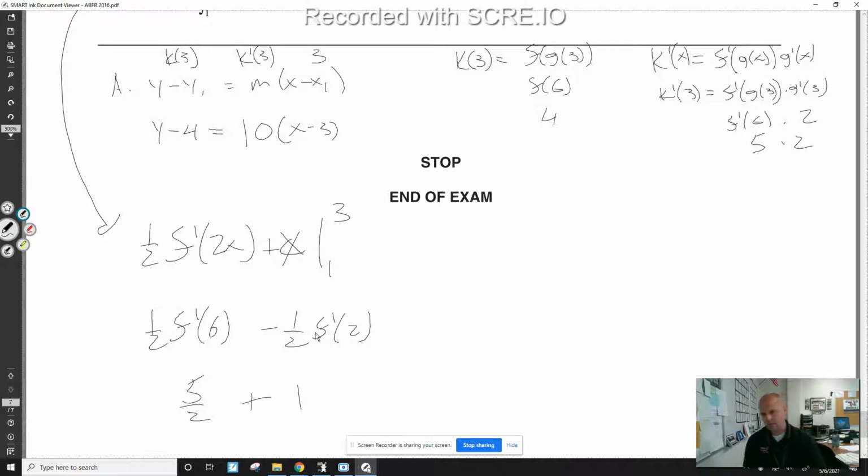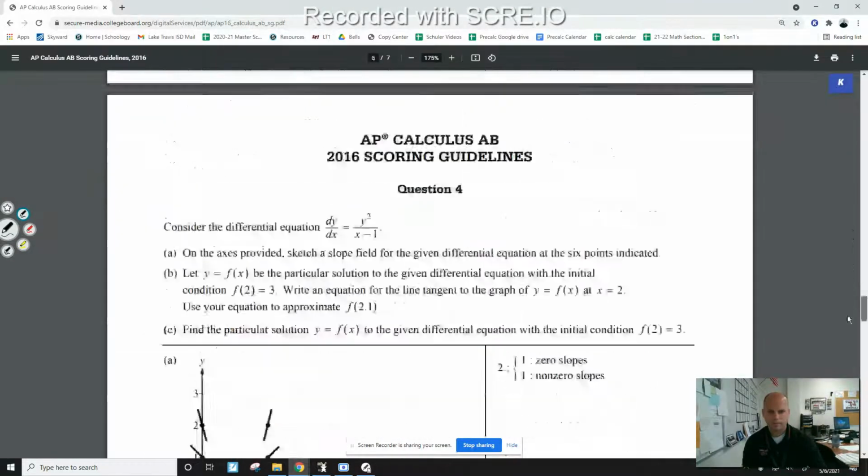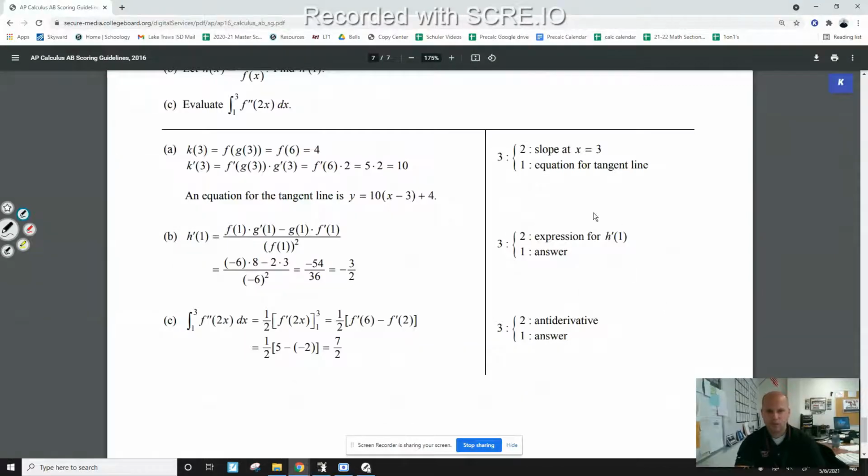Negative 2 times a half is negative 1 minus positive 1. So 7/2. All right, let's see how we did on that one. This is 9 points, guys. 3 points, 3 points, 3 points.